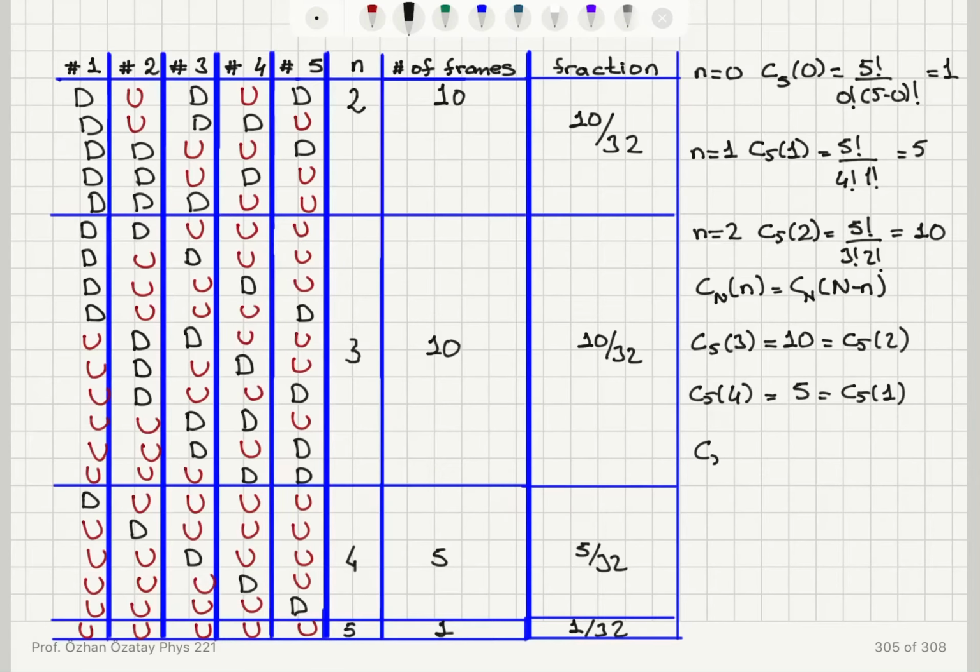So the probability of n equals 0 is basically 1 over 32. The probability of having n equals 1 is 5 over 32. Probability of n equals 2 is 10 over 32, which is also the probability of n equals 3. Probability of n equals 4 is the same thing as n equals 1, 5 over 32. And probability of n equals 5 is 1 over 32.